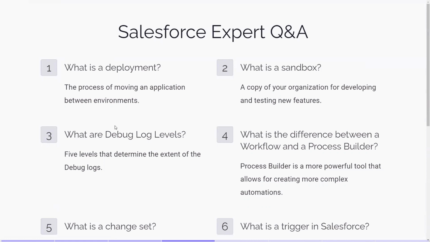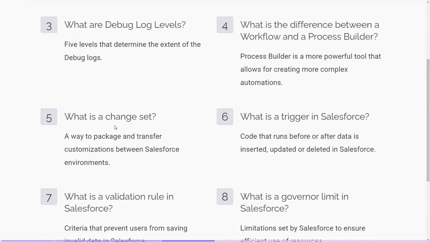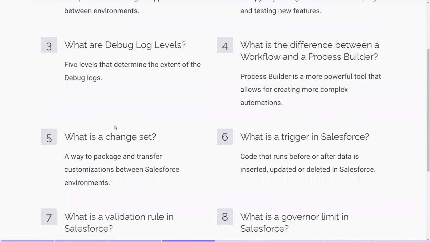What is the difference between a workflow and a process builder? Process builder is a more powerful tool that allows you to create more complex automation. What's a change set? A way to package and transfer customization between Salesforce environments. What is a trigger in Salesforce? Code that runs before or after data is inserted, updated, or deleted in Salesforce.